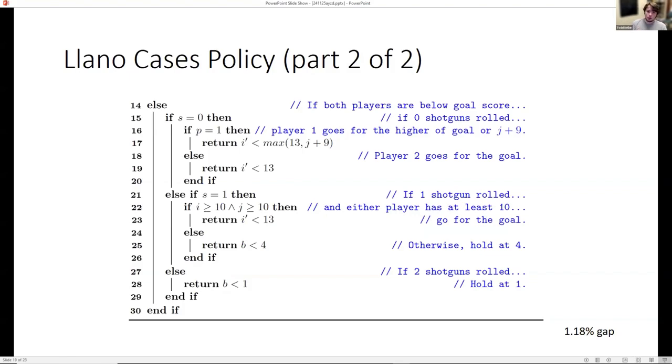So if there are no shotguns rolled yet, player 1 is going to go for either the goal or try to exceed their opponent by 9, whichever is higher. And player 2 is just going to go for the goal. If there's 1 shotgun set aside and either player has at least 10, then just go for the goal. Otherwise, the best play is to hold at 4. And if 2 shotguns are rolled, the goal is simply to hold at 1. And this yields a 1.18% difference from optimal play.